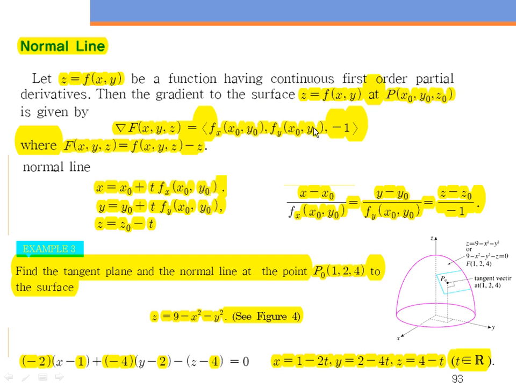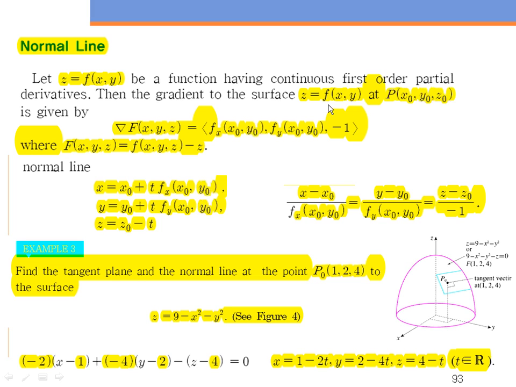And the normal lines. Let g be a function of two variables x and y, and then the gradient to the surface g equals f of x, y at the point x naught, y naught, g naught is given by this implicit differentiation that we've seen, where capital F of x, y, g is given this way. Then the normal line can be written in this way in the parametric equation format, and like this in the symmetric equations format.